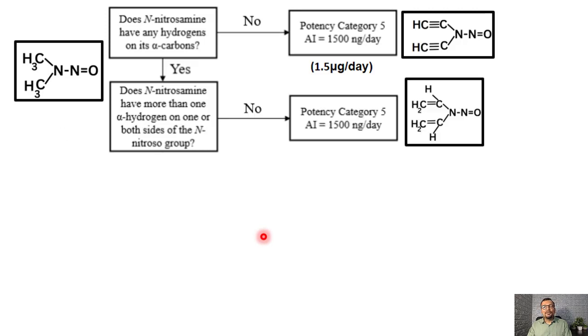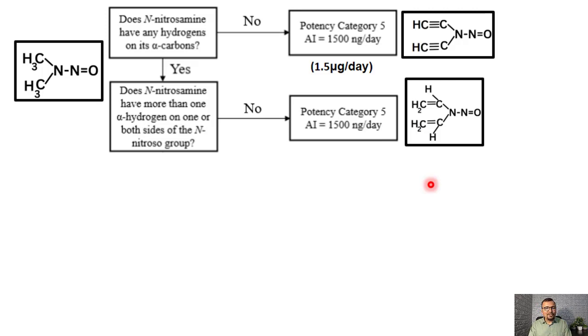What happens if there is no more than one hydrogen present on the alpha carbon? I mean, there is only one hydrogen present on each of the alpha carbons. You can see in the diagram over here. In that case, the potency category is given as 5. And if the compound is categorized as 5, then the acceptable intake is again 1500 nanograms per day or 1.5 micrograms per day, provided there is only one hydrogen present on both of your alpha carbons.